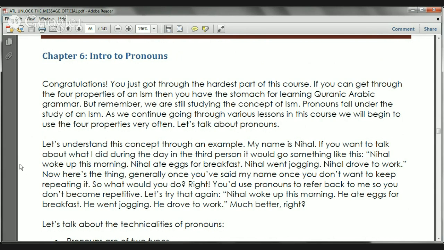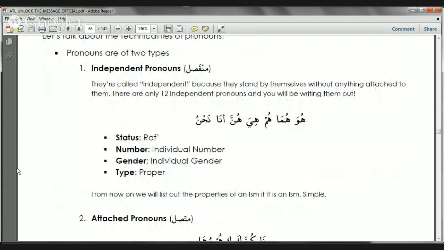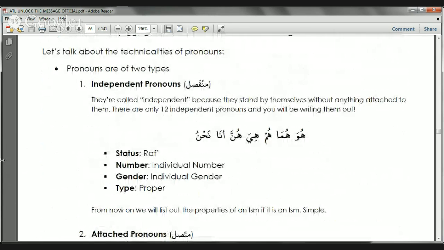Now let's talk about the technicalities. Pronouns are of 2 types. The first type is an independent pronoun, and the second type is an attached pronoun. Let's talk about an independent pronoun. Why are they called independent? Because they stand by themselves without anything attached to them.